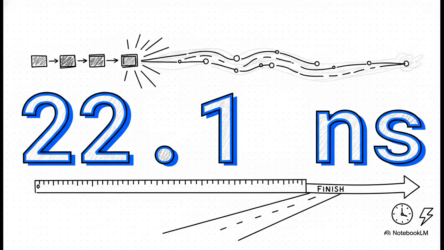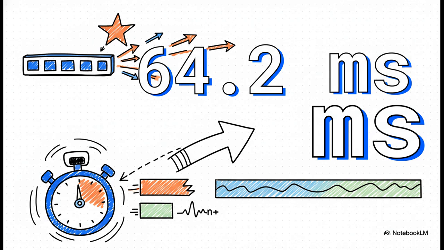To put that in perspective for you, a beam of light only travels about 23 feet in that amount of time. It's basically instant. But now, get this. The same test on the same data structure, but this time doing a simple multiplication on every single item in a million-element list. The time? 64 milliseconds. Now you might be thinking, hey, 64 milliseconds is still pretty fast.